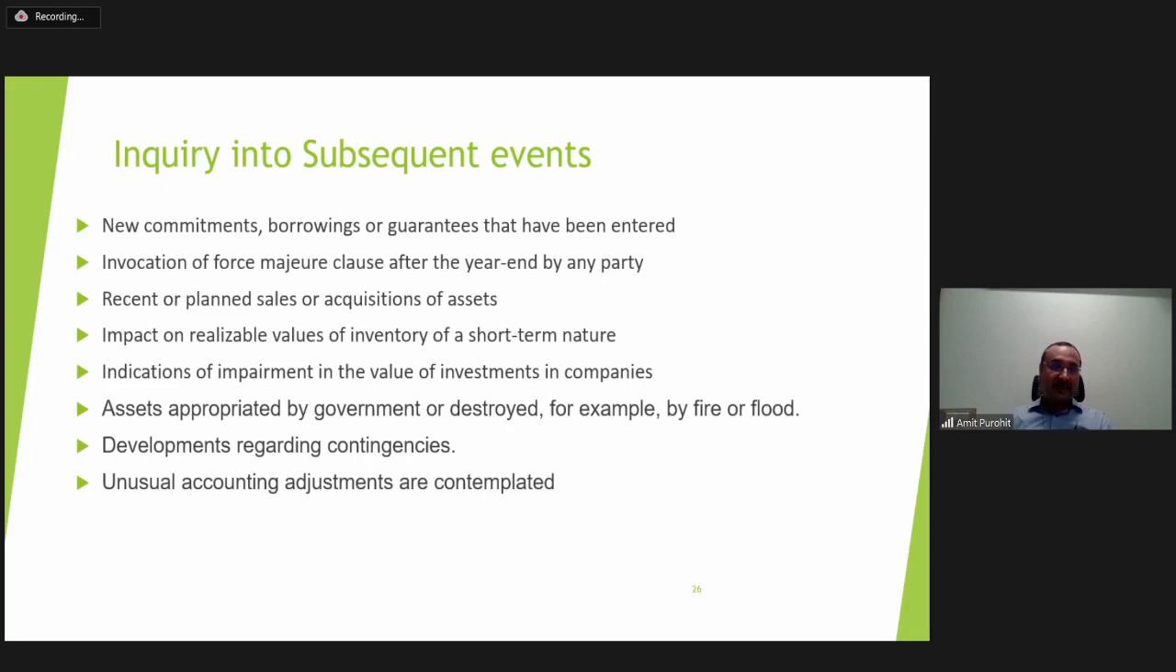realizable value of inventory of a short-term nature, implication of impairment in the value of investments or impairment of any other assets for that purpose, assets appropriated by the government or assets destroyed by fire or flood, developments regarding contingency. So earlier there was a contingency, but now it has turned into a full-fledged provision. So the auditor will need to assess the impact. Unusual accounting adjustments contemplated by the management can also trigger the subsequent event review.